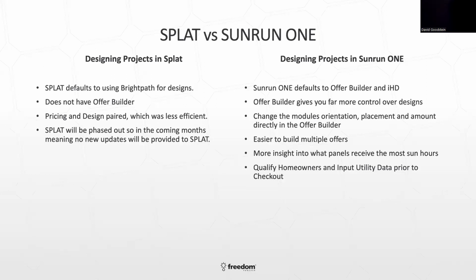In the offer builder, it's easier to build multiple offers, and when you are building your proposals in Sunrun 1, each panel that you place on the roof, you will see the amount of sun hours that specific panel gets. In addition, when you are designing these projects in Sunrun 1, while you're waiting for the design to come back, you can qualify the homeowners, input the utility data prior to checkout, and save a lot of time and steps when you get to that checkout stage.